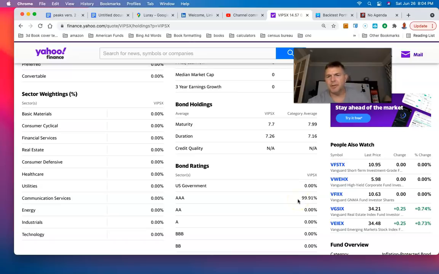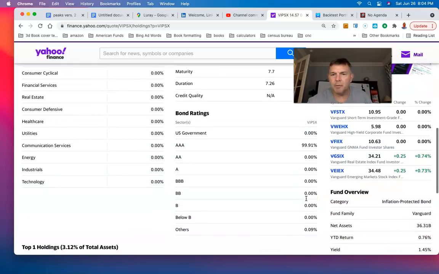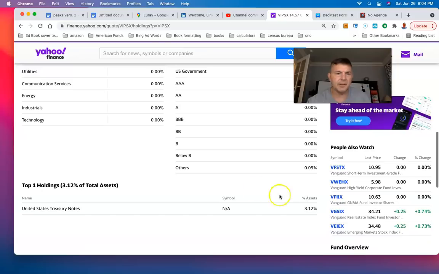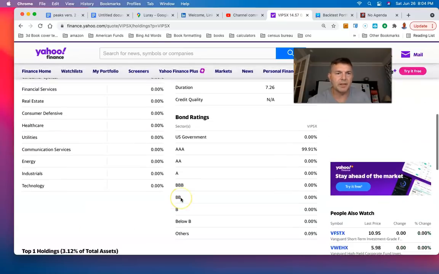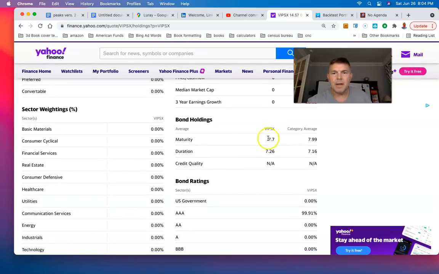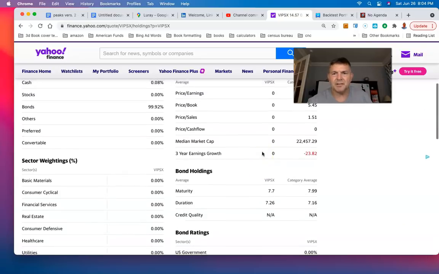AAA. It's not really AAA. Is the U.S. government AAA now? I don't think they were. Then they got downgraded to AA. I don't think they're back up to AAA. But anyway, it's predominantly government bonds, mortgage-backed securities, and things of that nature. U.S. Treasury notes, exactly. Average maturity 7 years. That's not anything significant.